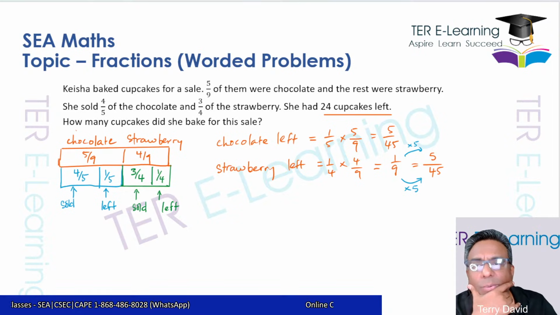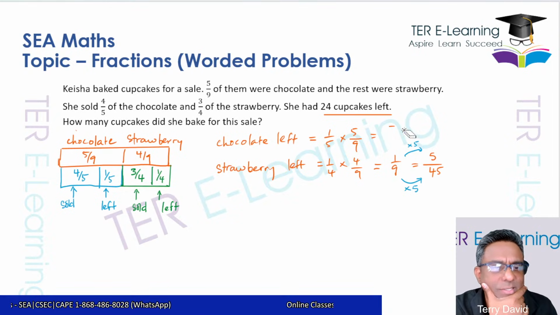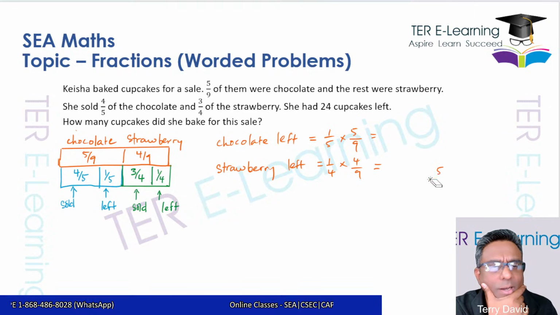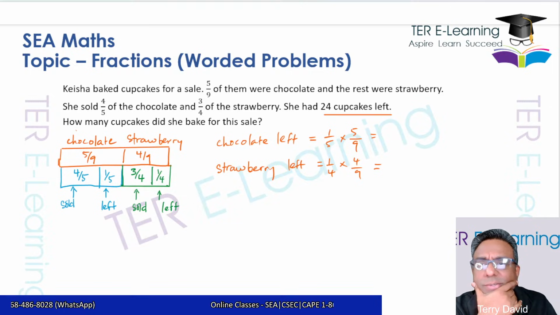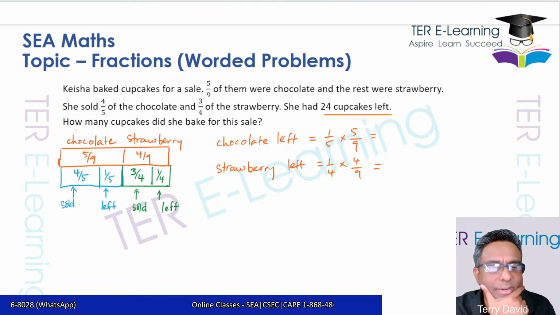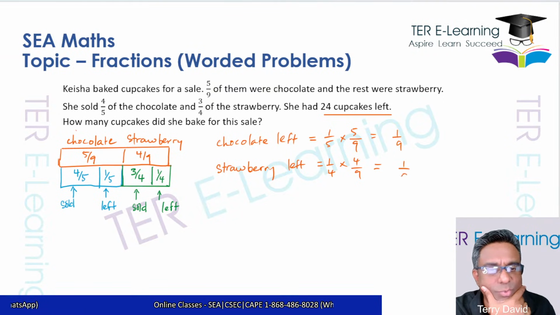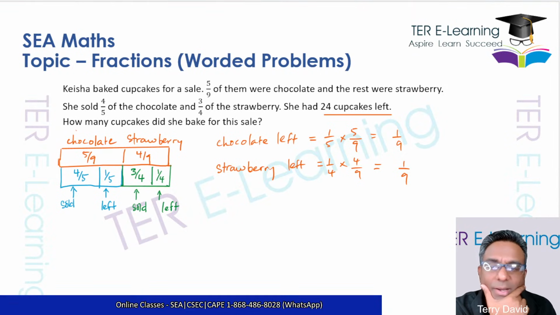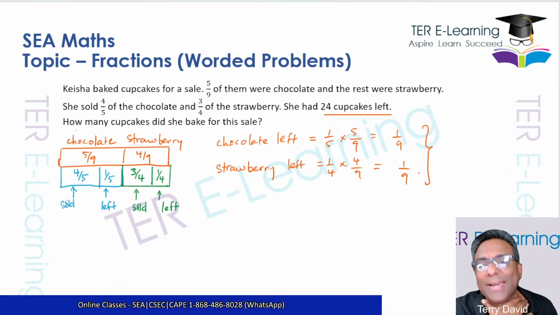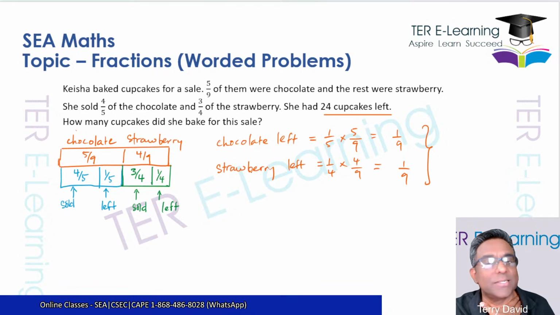Oh wait, one second. Why did I do that? Give me one sec. I realize I'm making our life complicated. 1/5 times 5/9 will give us 1/9, and this will also give us 1/9. So much easier than how I was complicating the problem. So basically we have 1/9 of the total left as chocolate and 1/9 left as strawberry.